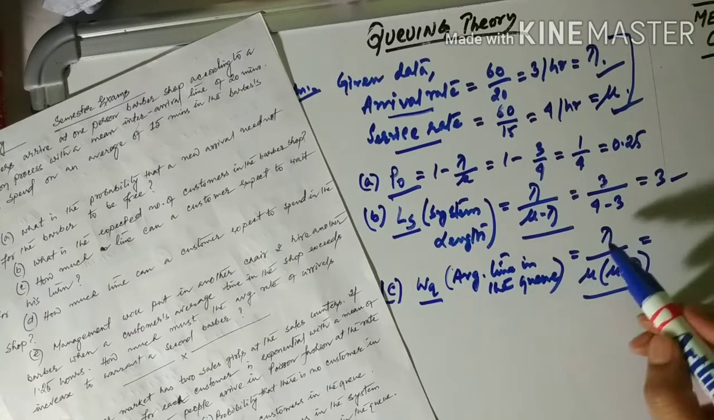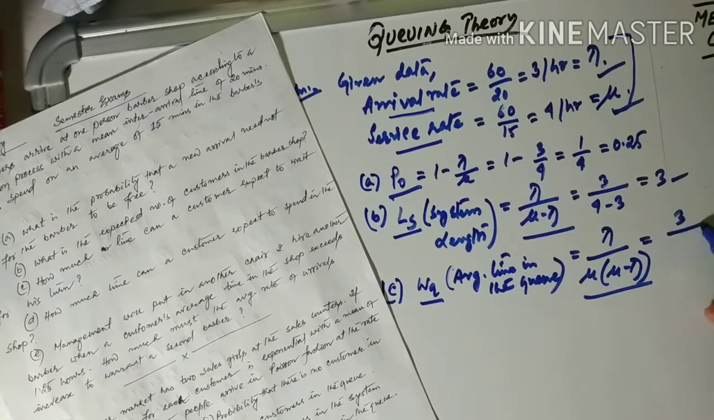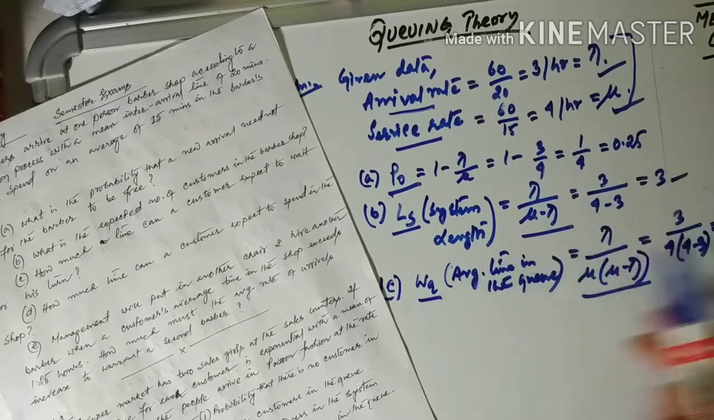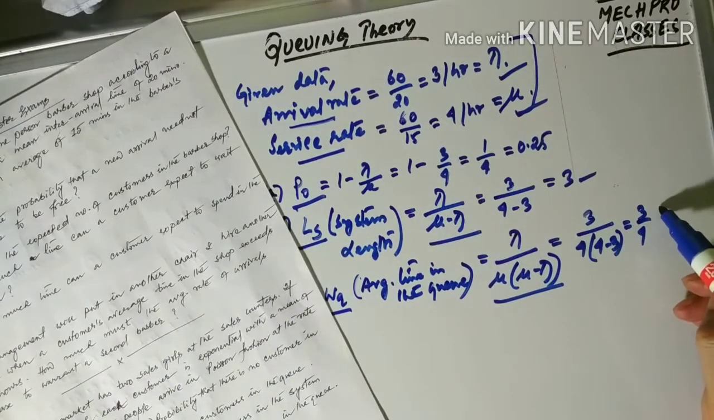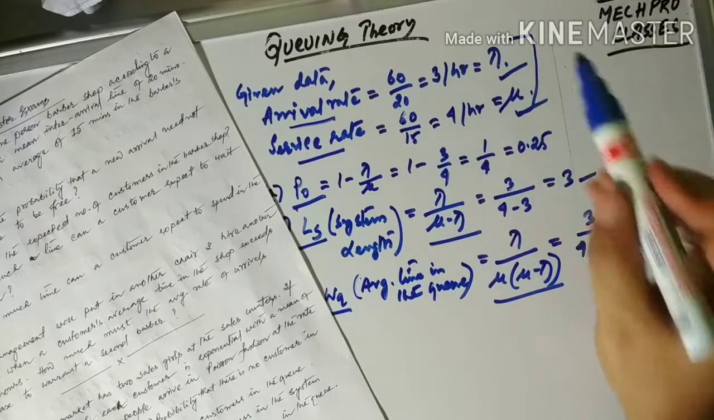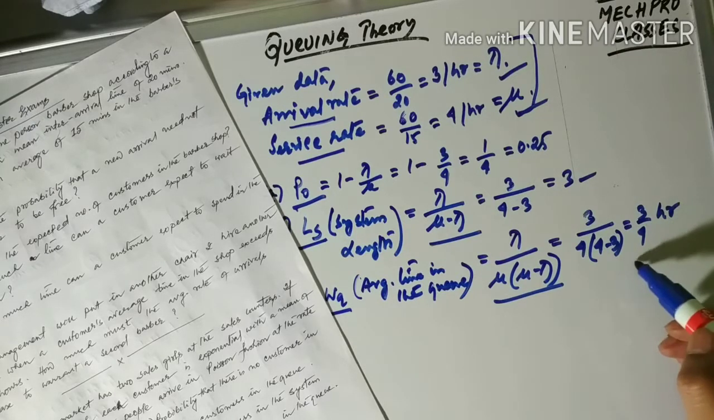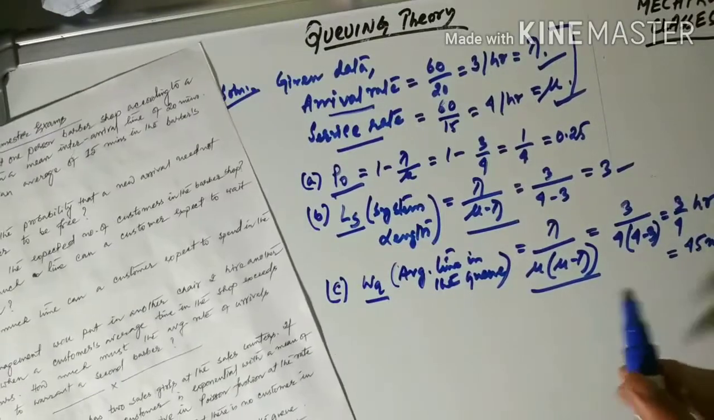Now Wq equals lambda by mu into (mu minus lambda). We have lambda equal to 3, mu equal to 4, so 3 by 4 into (4 minus 3), which gives 3 by 4. Wq is time, and it should be in hours, because both are in hours, I have already converted. So 3 by 4 hour, multiplied by 60, gives around 45 minutes. So we got Wq equal to 45 minutes.